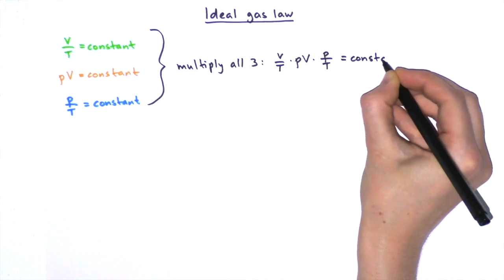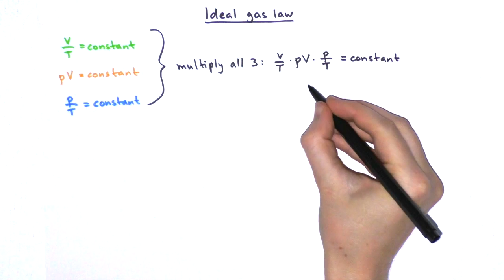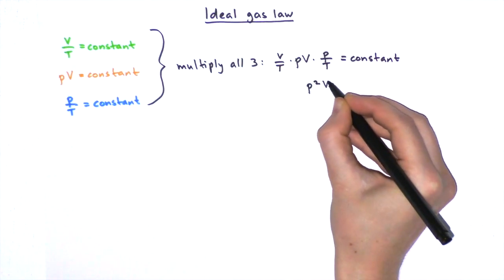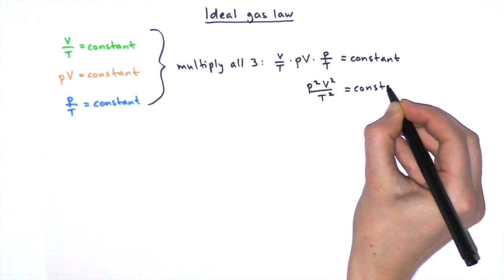And on the right-hand side, we're going to have a constant times a different constant times a third constant. We're not going to worry about the values. We're just going to call that a new constant. So we'll just write constant on the right-hand side. And then we'll simplify things on the left, which gives us P squared V squared over T squared. And on the right, we still have just a constant.